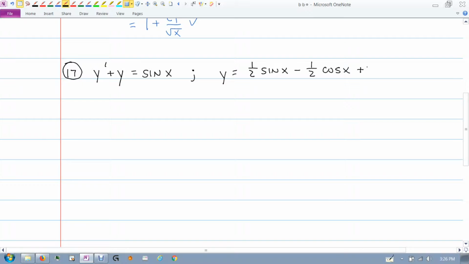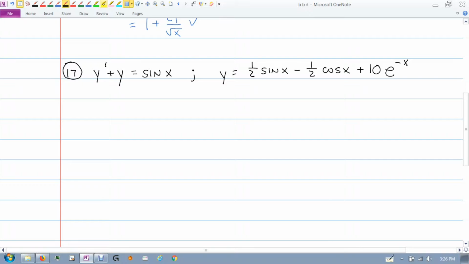All right, 17. Okay, y prime plus y equals sine x. And then we've got y is equal to 1/2 sine x minus 1/2 cosine x plus 10 e to the negative x. Be careful with that negative.